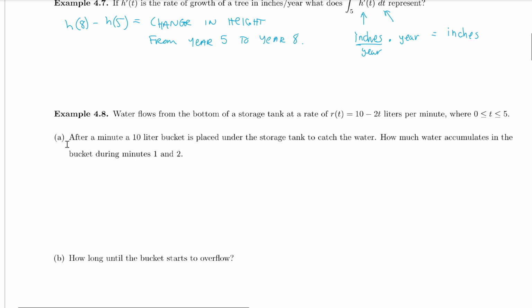Alright, so after a minute, a 10-liter bucket is placed under the storage tank to catch the water. How much water accumulates in the bucket during minutes 1 and 2?